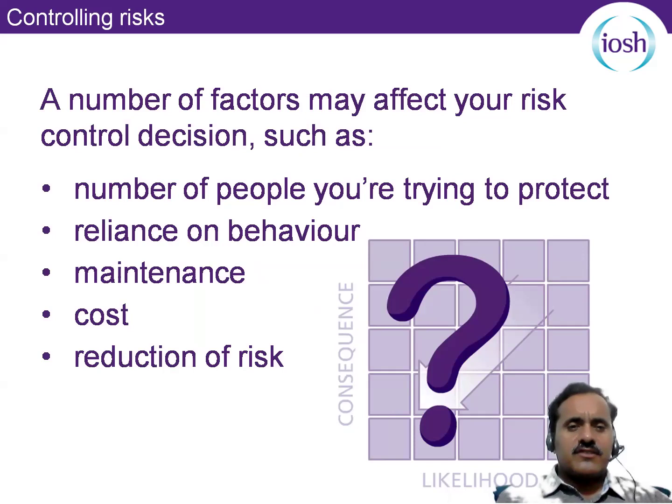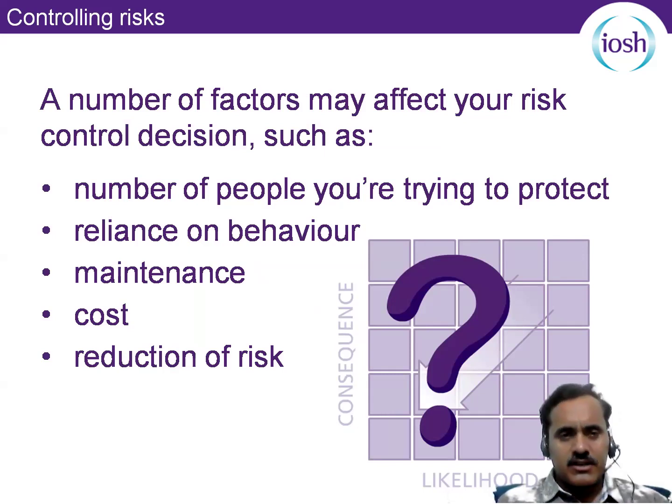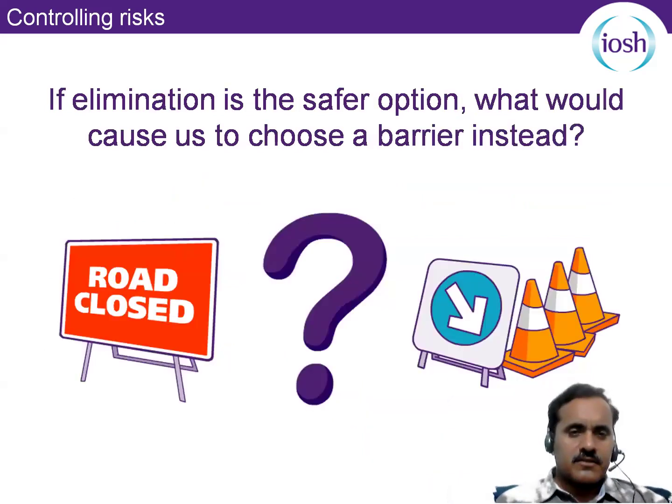A number of factors may affect your risk control decisions, meaning which control is the best. Ultimately, there are different factors which you will consider for the selection of these controls. The number of people you are trying to protect, meaning how many people you are going to protect. And whether you will rely on human behavior or not, because we have seen in the last picture, even the person was holding the helmet, the sign was also displayed, but he was not using it. And again, we will see what the maintenance requirement of the control we have introduced will be, and who will be responsible for its maintenance. What will be the cost? Again, we have to see the cost benefit analysis and the reduction of the risk. After the implementation of these controls, what will be the level of the risk? Whether that will be acceptable risk or unacceptable risk.